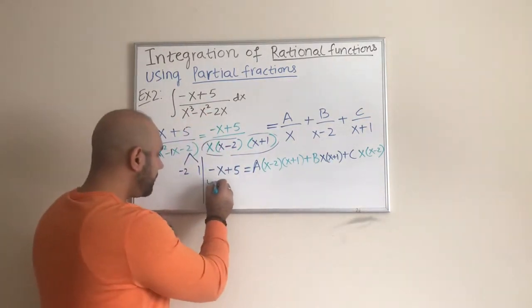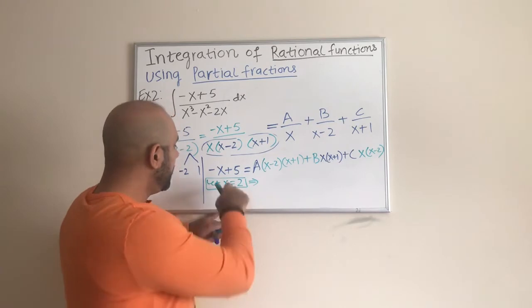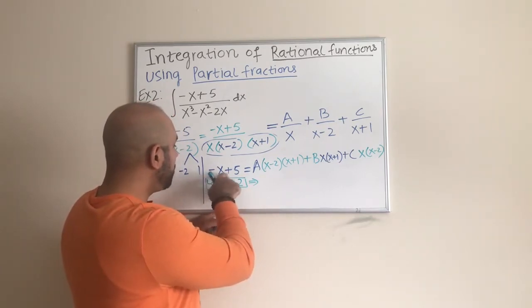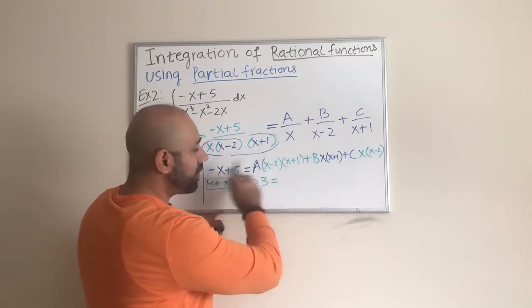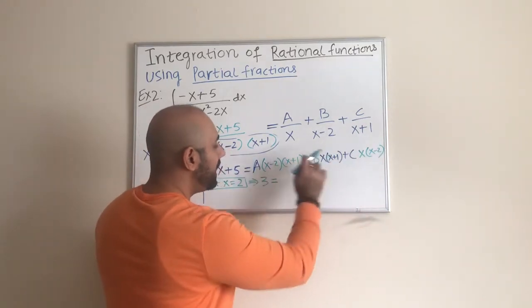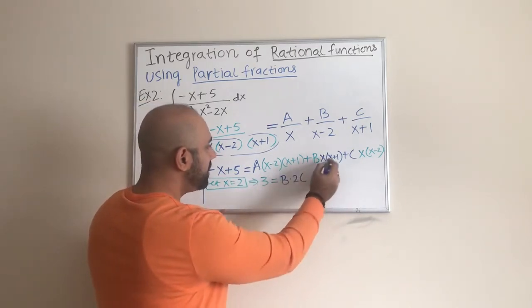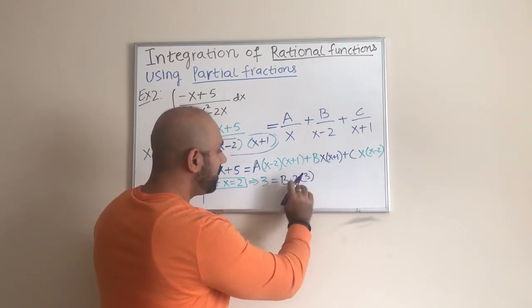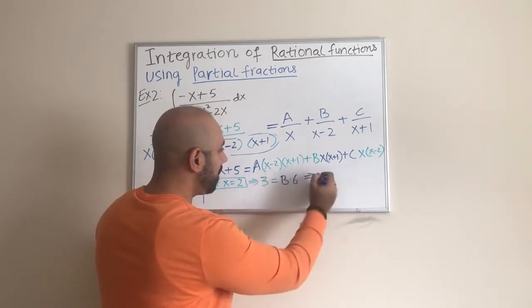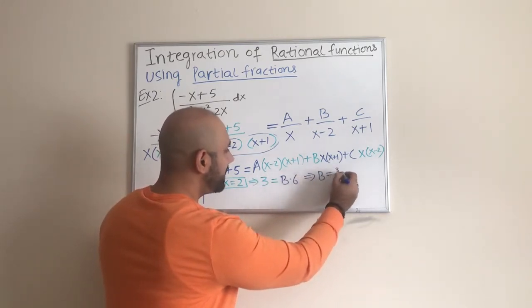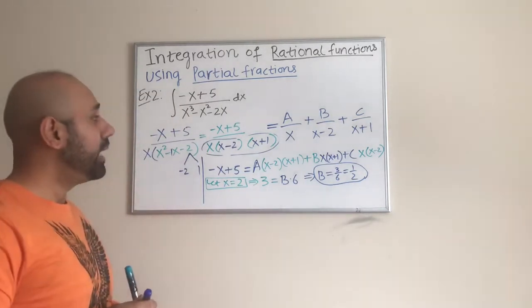So first I will start with let x equal to positive 2. If I substitute that positive 2 here, it will be negative 2 plus 5, which is positive 3. On the right hand side, guys, 2 minus 2 is 0. 0 times a is all going to be 0. This is also going to be 0. I'm only left with this term here, which is b times 2 times 2 plus 1, which is 3. If I simplify this, 2 times 3 is 6, right? And it implies, if I solve just for b, it is going to be 3 divided by 6, which is 1/2. So I have my value for b. At least I have one of the values. I still have to find the value for a and c.